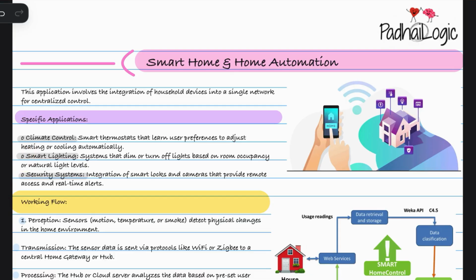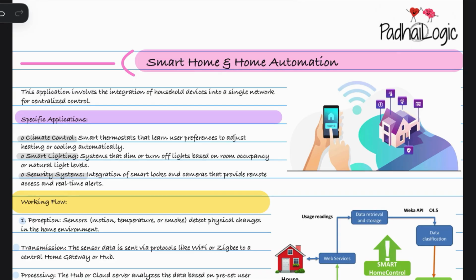Second is smart lighting. Lights that dynamically dim or switch off entirely depending upon the room occupancy or how much natural sunlight is hitting the windows is also a specific application of IoT smart home devices. And next is the security system. Integrating smart biometric locks and security cameras are part of the security system in home automation. So if someone tampers with your front door, it doesn't just ring a bell. It beams a real-time HD video feed directly to your smartphone, no matter where you are in the world. All right, so this is how amazing IoT devices are.